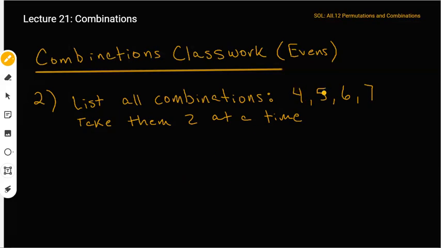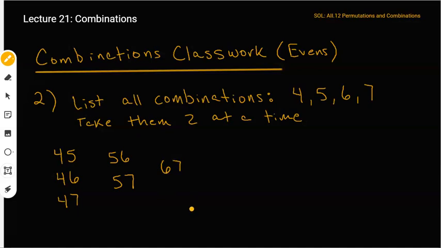Well, I could put 4 with 5. I could put 4 with 6. And I can put 4 with 7. So there's 3 combinations already. Now let's move to the combinations where the 5 comes first. We could have 5, 6. We could have 5, 7. Those are the 2 combinations where 5 comes first. And then there's only one combination where the 6 is going to come first, and that's 6 and 7.